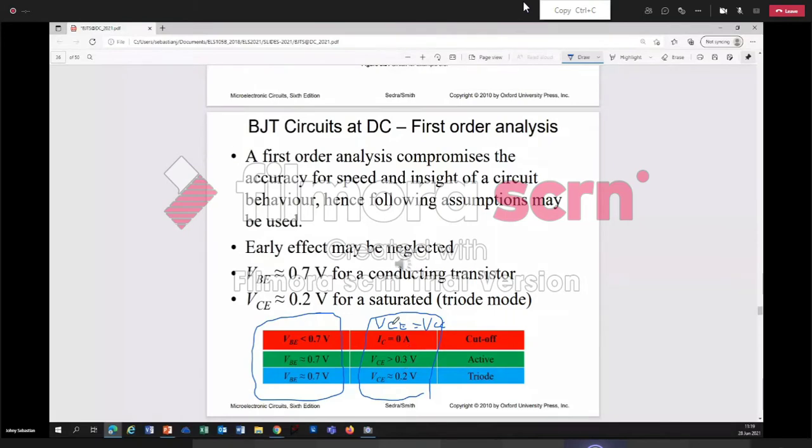VCE equal to VCC, that is cutoff. VCE 0.3, that's a boundary of active. VCE 0.2, deep in saturation. And this is going to give you a fairly good idea whether the BJT is in saturation, cutoff, or active.